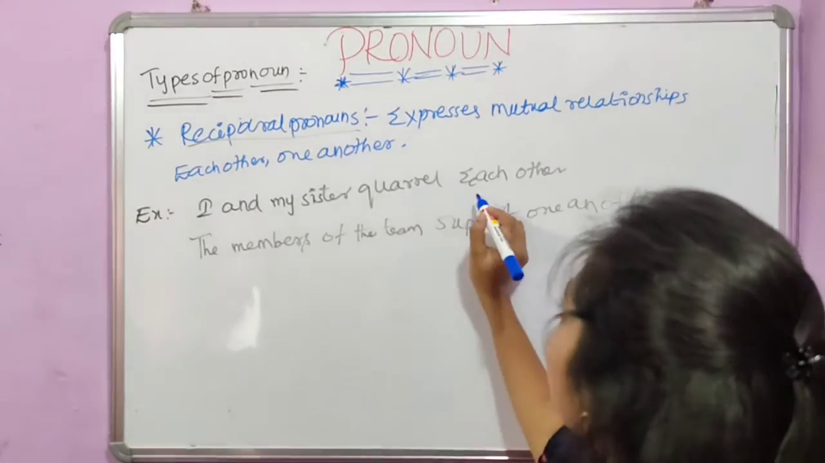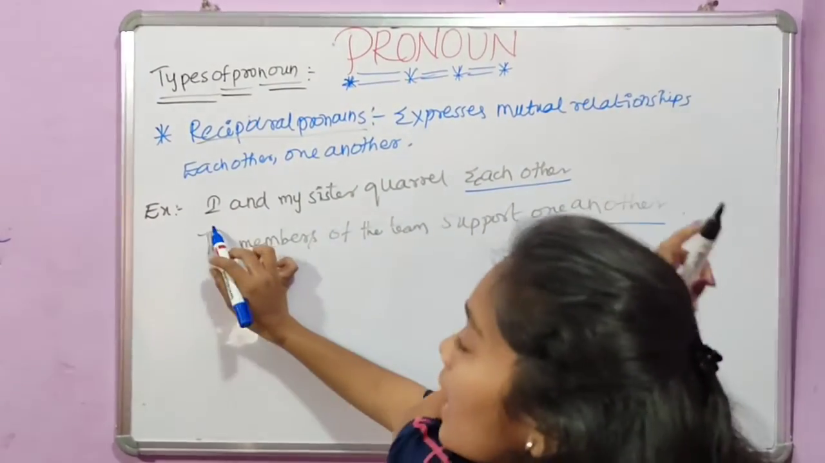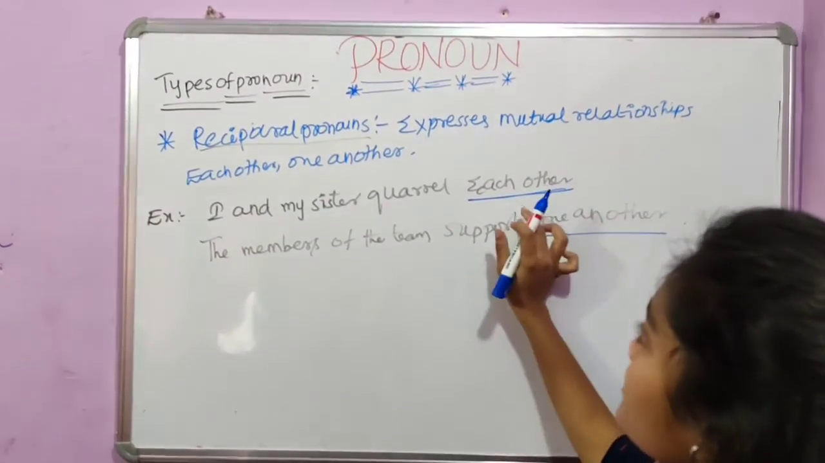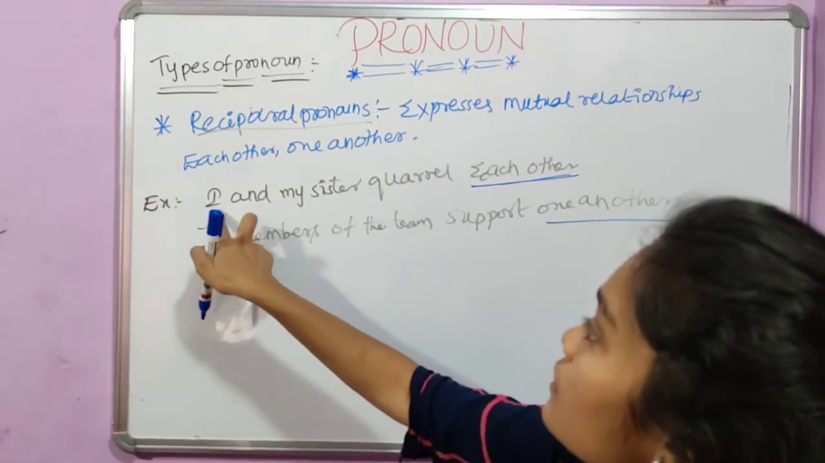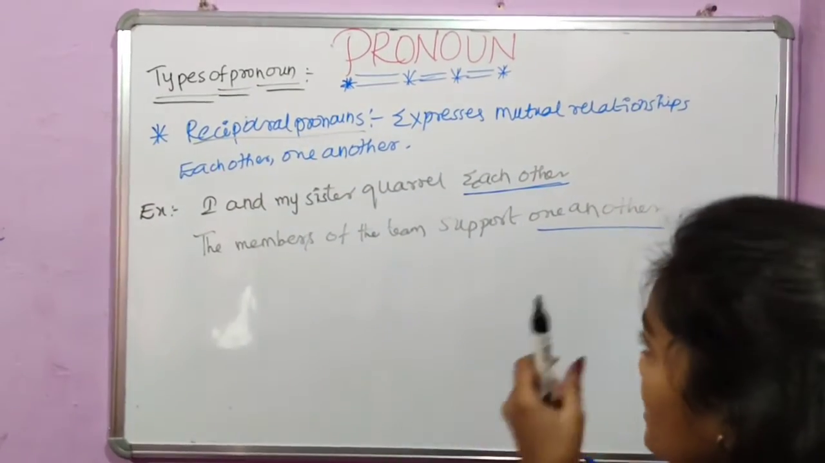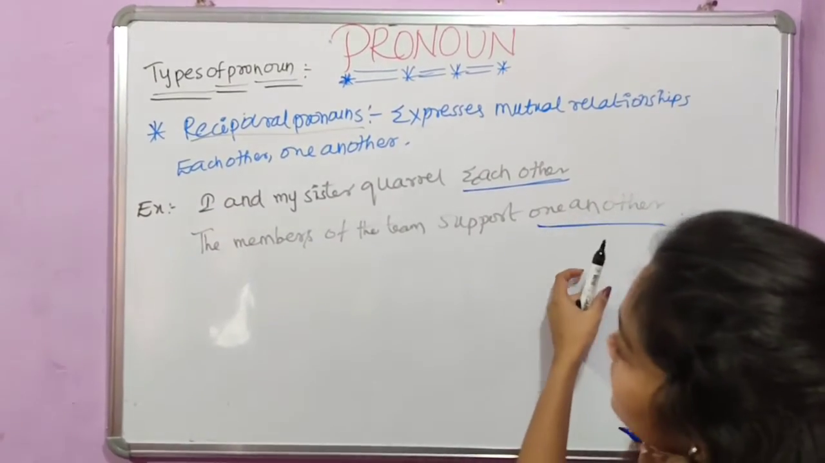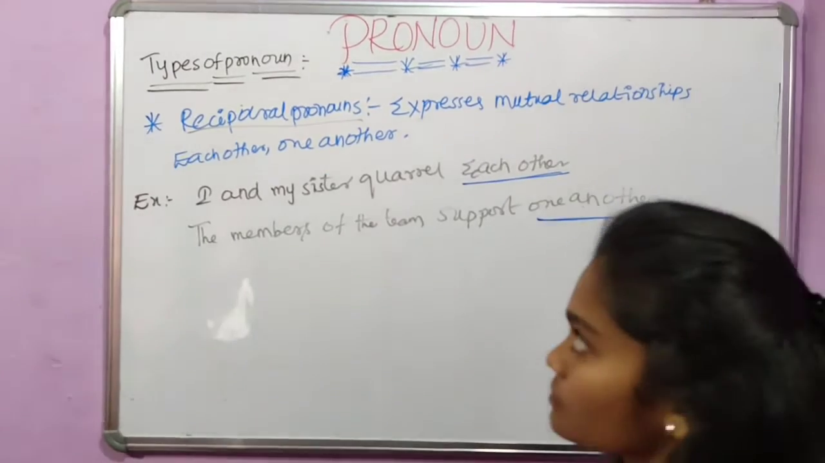In these sentences, each other and one another are used. Here, I and my sister quarrel each other. It expresses a mutual relationship between two people, that is, I and my sister. And if we use one another in this sentence, it expresses a mutual relationship between the members of the team.